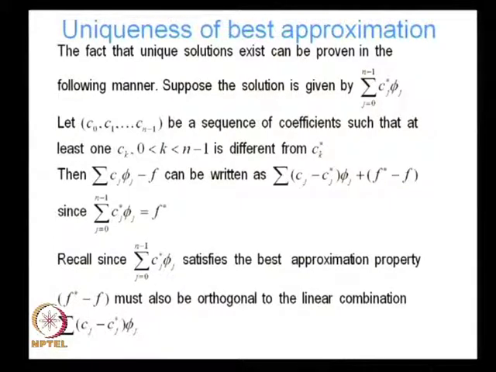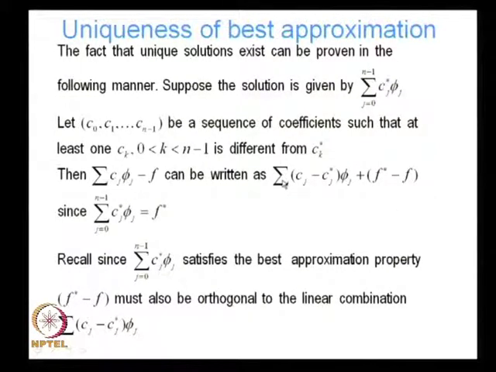And the fact that unique solutions exist can be proven in the following manner. Let us suppose that the unique solution is given by Cj star phi j, and let us suppose C0, C1, up to Cn minus 1 be a sequence of coefficients such that at least one of those coefficients is not equal to the star values. So, suppose Ck is not equal to Ck star. Then sigma Cj phi j minus f, I can write as sigma Cj minus Cj star phi j plus f star minus f.